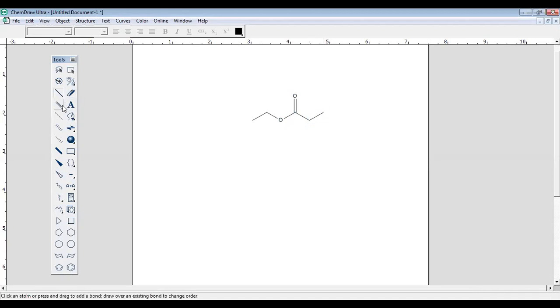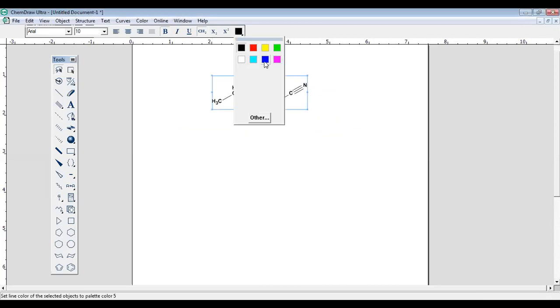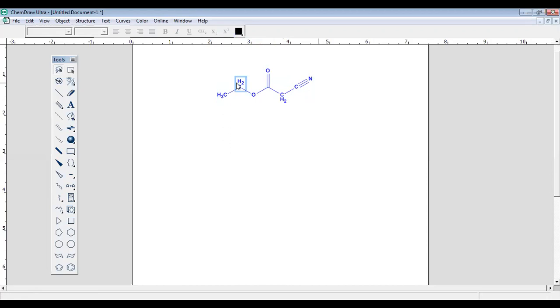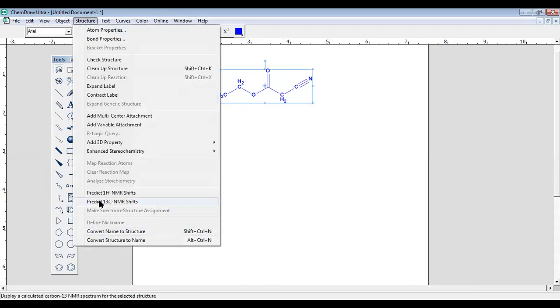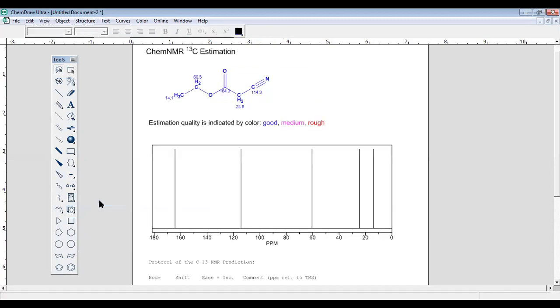Okay, fine. Is it visible to you all? Yes, sir. Very good. Let us make it bold and give color also. It now looks beautiful. Now select it, go to structure, and predict carbon 13. Our aim is, between these two, how to get it.